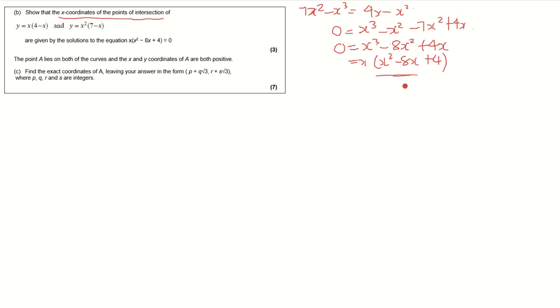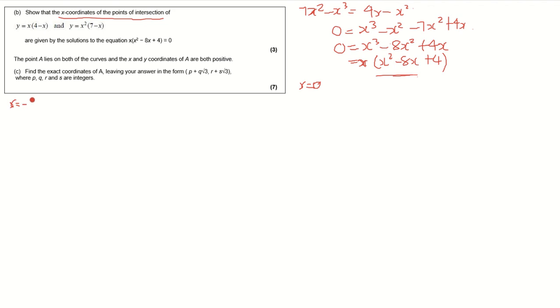Once that is done, the question says the point A lies on both curves, and x and y are positive. So we have to factorize this. You have x equals 0 from here, and then we factorize x squared minus 8x plus 4. The sum is minus 8, product is 4. I don't think I'll be able to solve that. So let's use the formula.